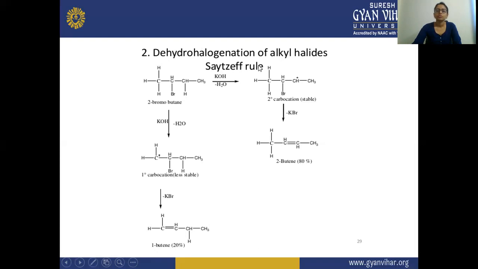So in the dehydrohalogenation of alkyl halides, in the Saytzeff rule, two products are formed.